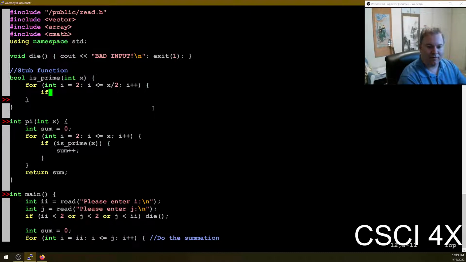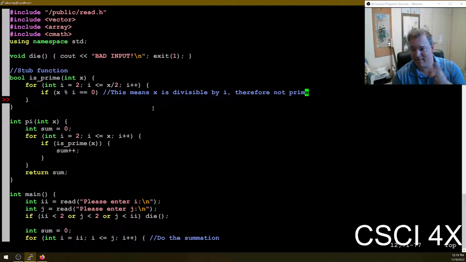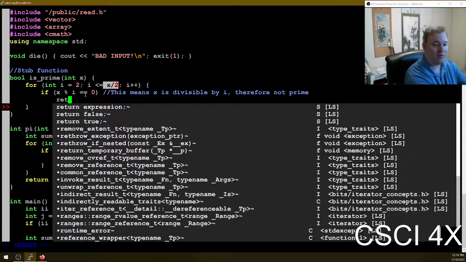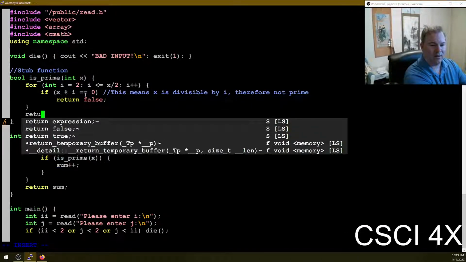All right, so how do we check for divisibility? We're now at the bottom level here. If x mod i is equal to 0, this means x is divisible by i, therefore not prime, because a prime number is only divisible by 1 and itself. That's why we're starting at 2, so we don't divide by 1, and we stop below x, so that it never divides by x. If we ever find an even divisor, then we know this is not prime. If we make it through that whole loop, it is prime.